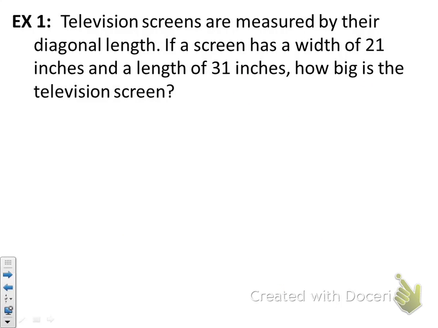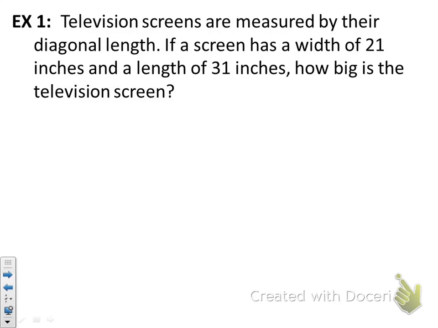Okay, so you guys got a glimpse of what this example is going to look like. We have a television, and television screens are usually measured by the diagonal length. Some people have like a 42-inch flat screen TV. If you've ever looked at it, it's not 42 inches wide or tall. It's 42 inches diagonally. So that's how TVs are measured. Well, we can find these measures using the Pythagorean theorem.